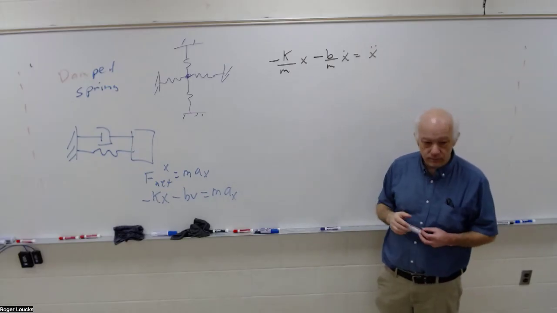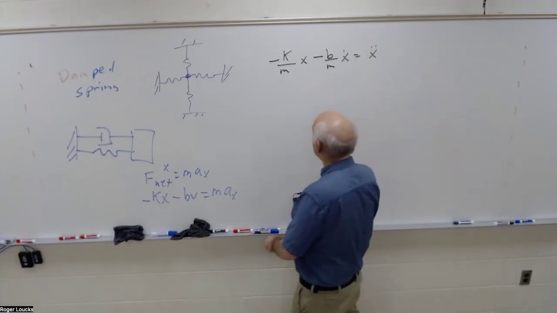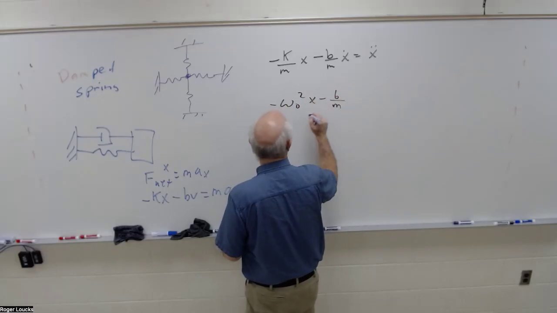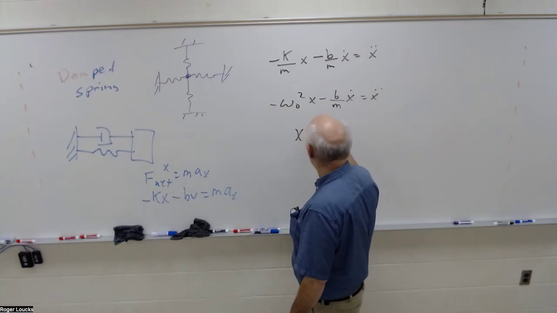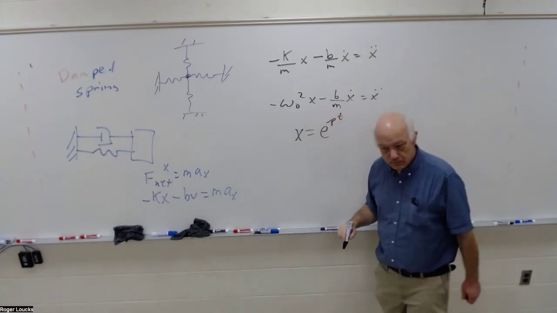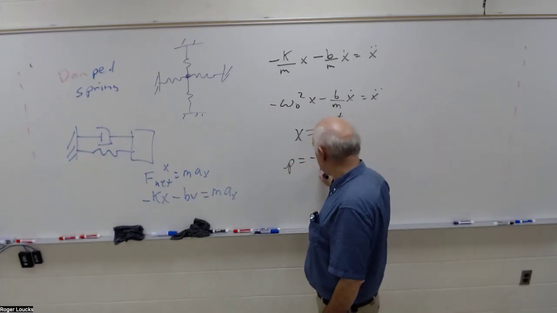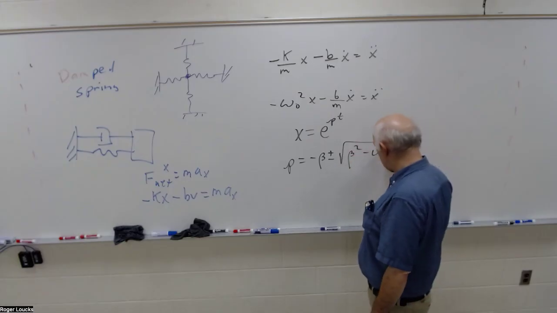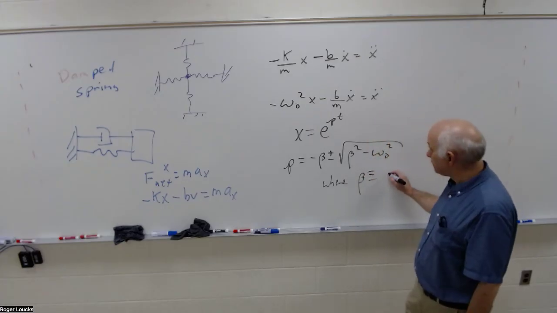We call that omega naught squared, which is our natural frequency of oscillation of the system. So that gives us this right here. And then we assume the form of this right here, e to the pt. And when we did that, that ended up giving us p equals minus beta plus or minus the square root of beta squared minus omega naught squared, where beta is by definition b over 2.